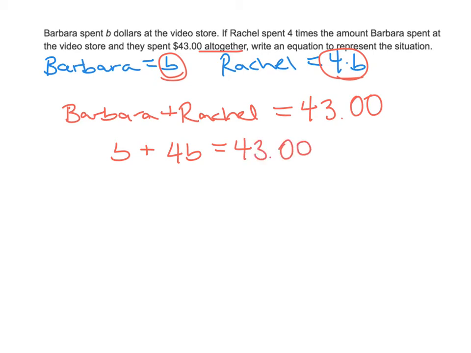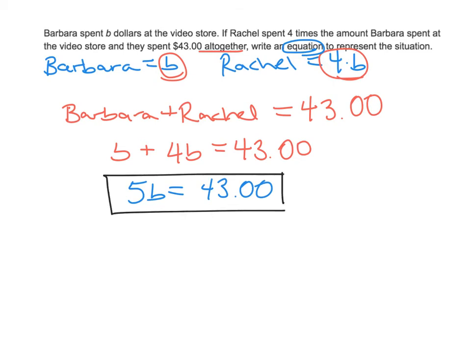Now I can simplify this because I know that these are both like terms. They have the same variable to the same power. So 1B and 4B gives me a total of 5B's equals 43. And there is my equation. Now, in some problems, notice that this one does not. This one only asks us for an equation. It does not ask us to solve. So with this problem, generally, this would be our answer.